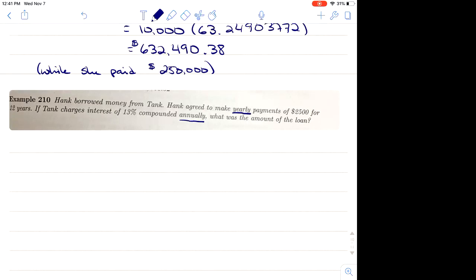So if Tank charges an interest rate of 13% compounded annually, we just do a little check. We're making payments annually, we're compounding annually. Great, we don't have to deal with that. What was the amount of the loan? The amount of the loan is going to be the present value. How much did he borrow initially, and then he's going to be paying it off with these payments.